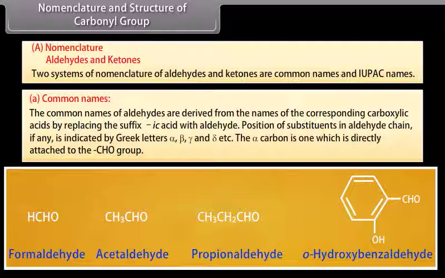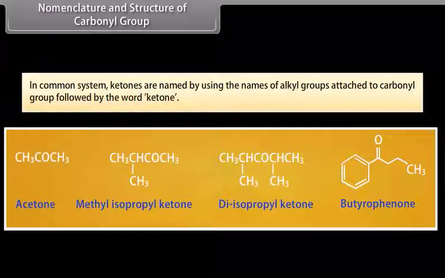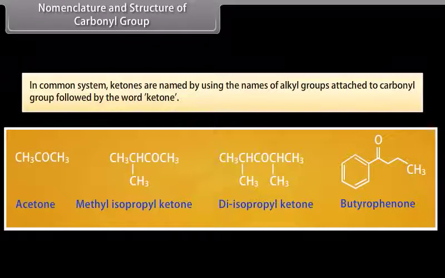The alpha carbon is one which is directly attached to the aldehydic group. In common system, ketones are named by using the names of alkyl groups attached to carbonyl group followed by the word ketone.